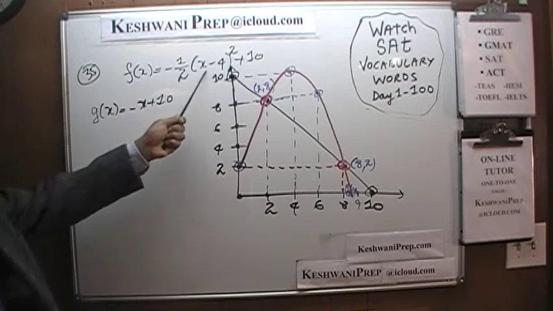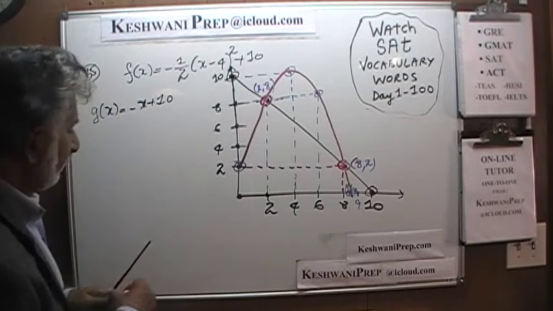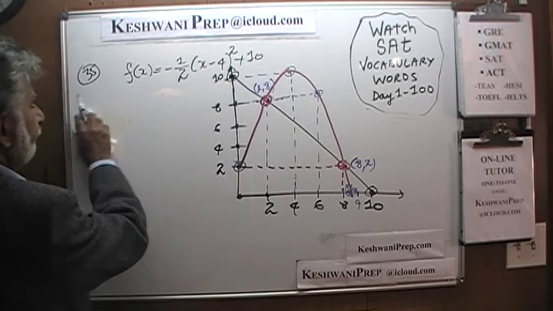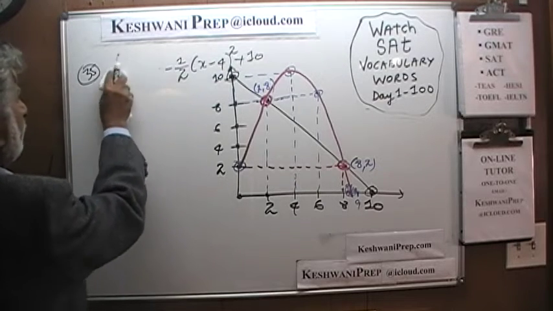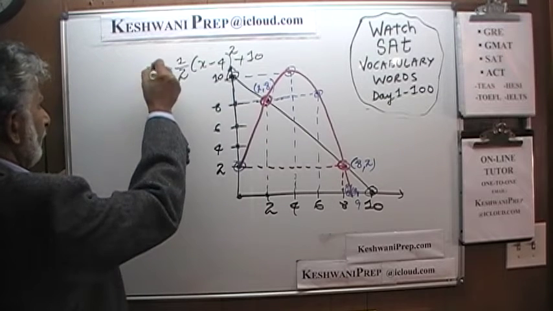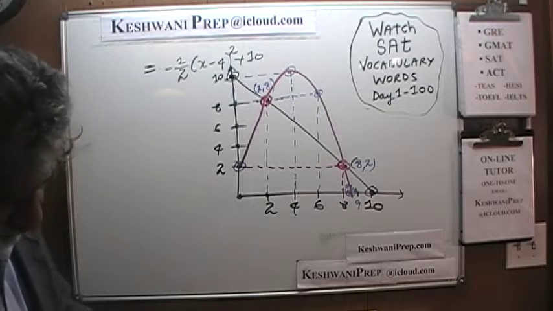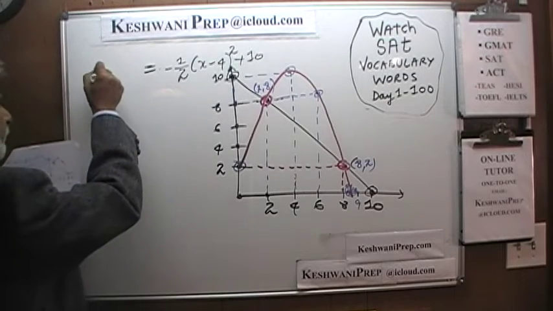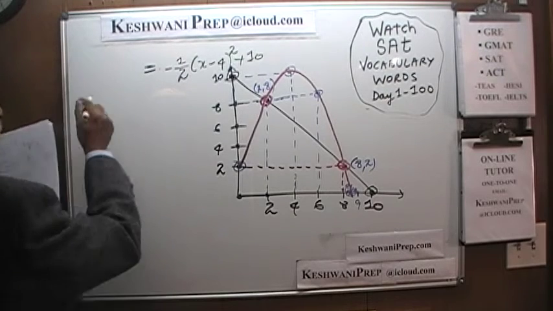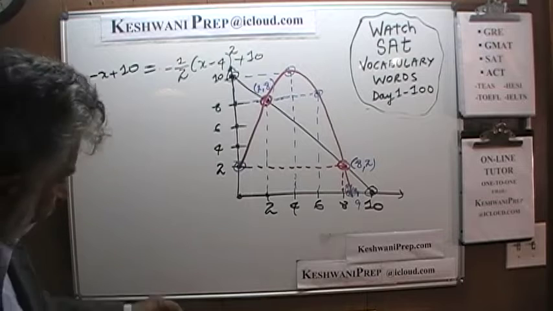And that's very simple. We set the two equations equal to each other and solve for x. That's all it is. Okay. Let's do it right here. Why rewrite everything? So here's the f of x, and let's write down the g of x right here, which is negative x plus 10. Okay, let's begin the story.